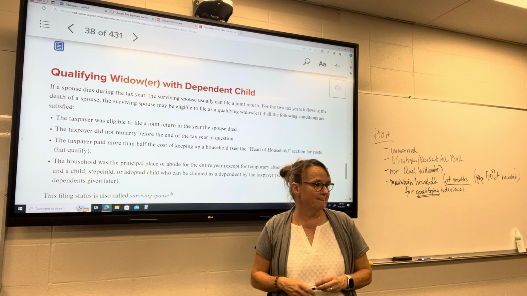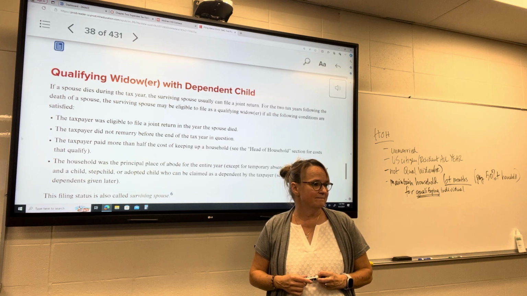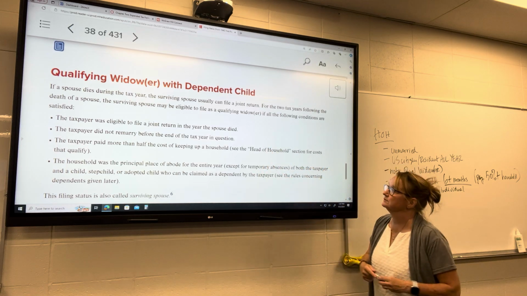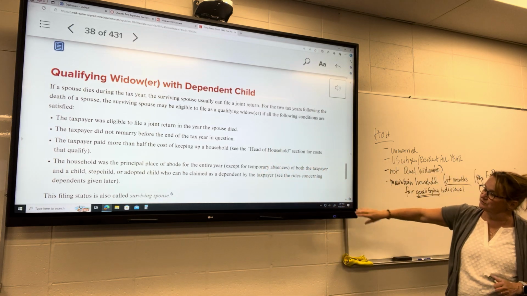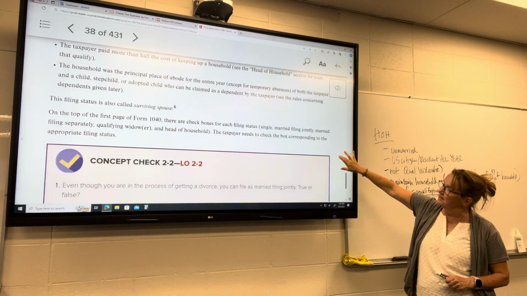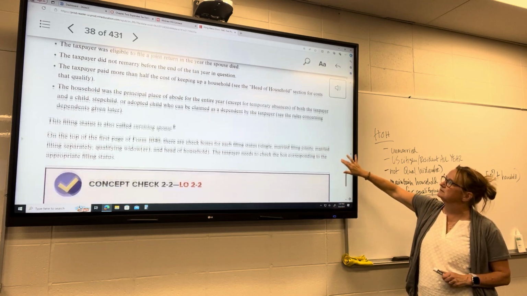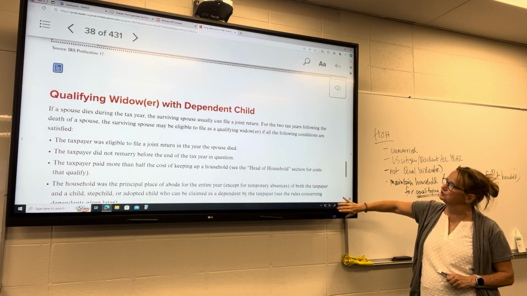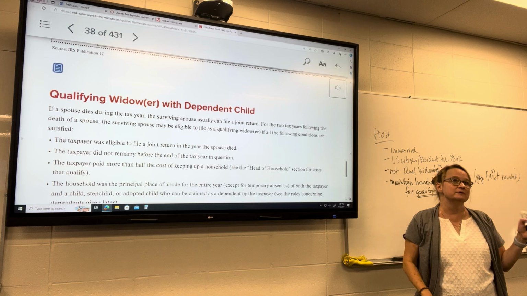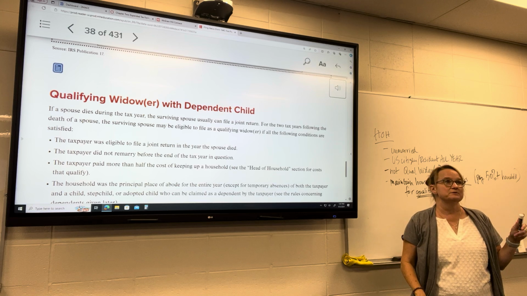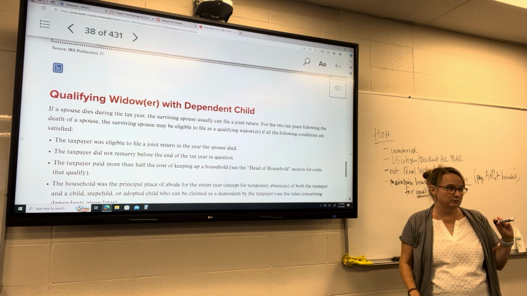Yeah? Does this count qualifying relatives or only qualifying children? Only a dependent child. Okay. And we'll define, I think they have to be under the age of 19, or they have to be a full-time student. And then it's up to the age of 24 if they're a full-time student.